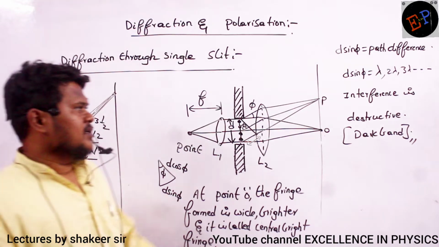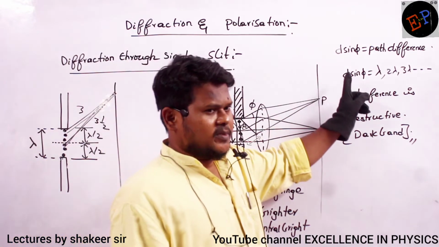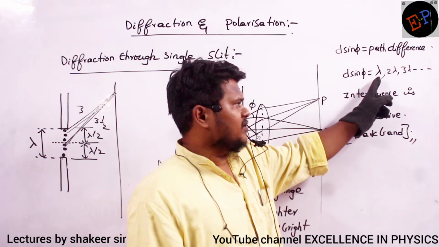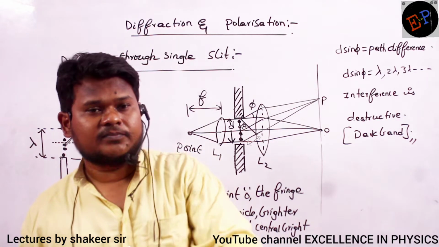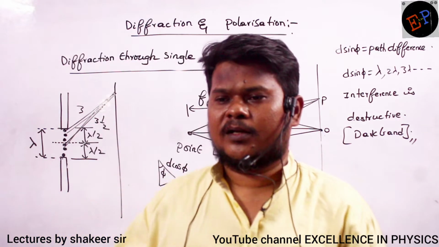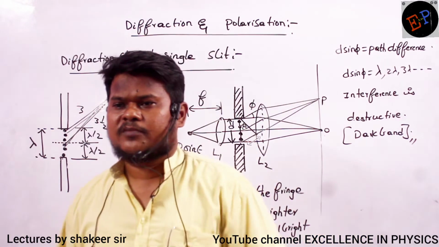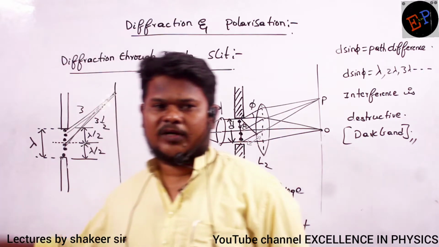Clear? So therefore in a diffraction experiment, when path differences are in multiples of lambda, that is lambda, 2 lambda, 3 lambda, 4 lambda, n lambda, then interference is always destructive. Reason you have understood?